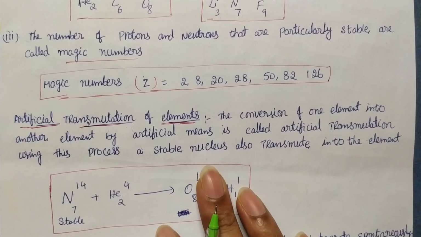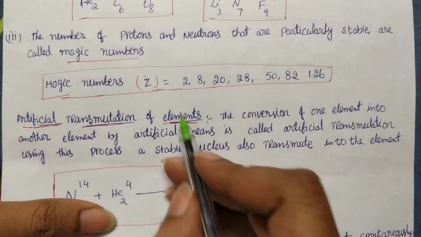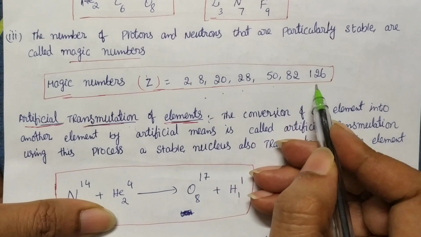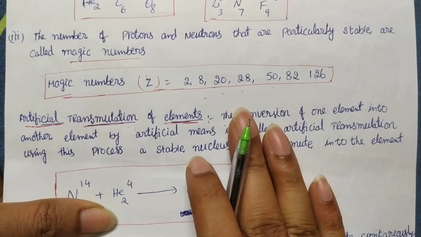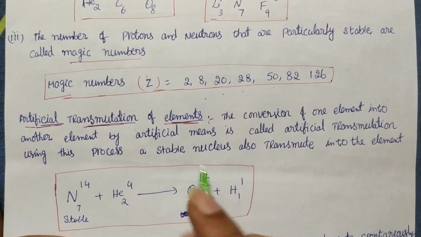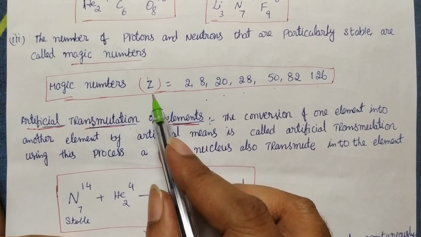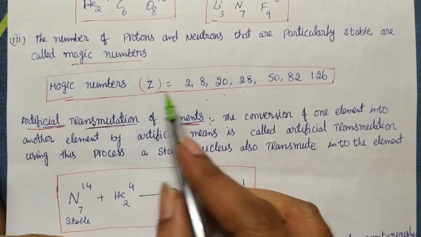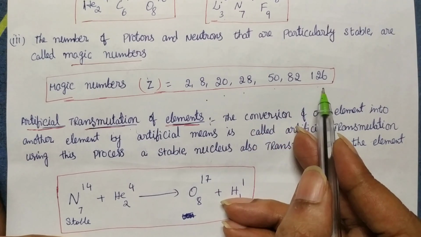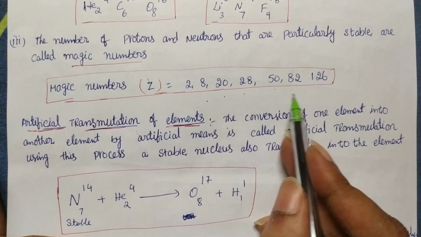The elements which have proton numbers 2, 8, 20, 28, 50, 82, 126 are more stable when compared to other elements. That's why these atomic numbers, mass numbers or proton numbers, 2, 8, 20, 28, 50, 82, 126, are called magic numbers, because these elements are more stable.